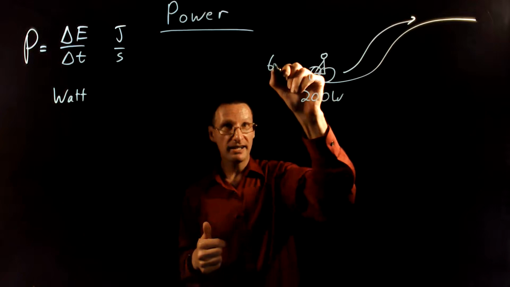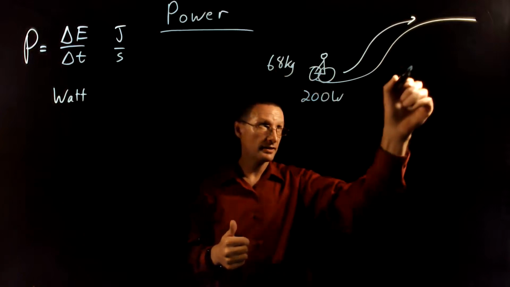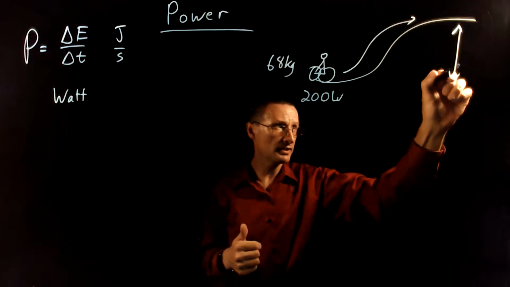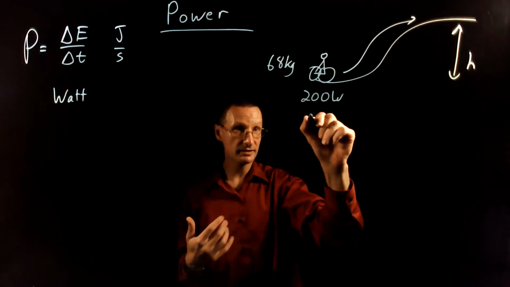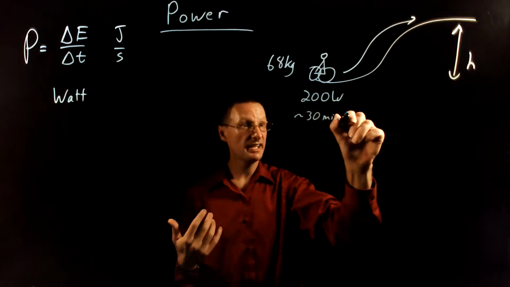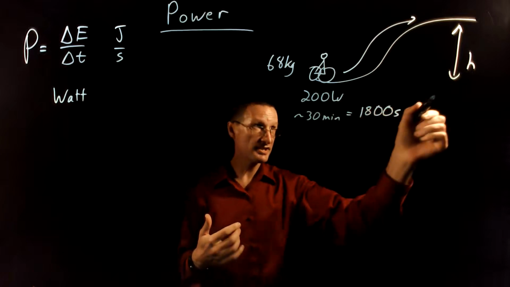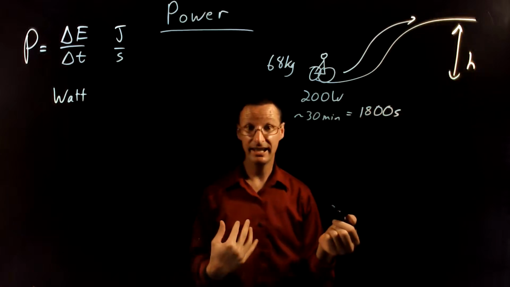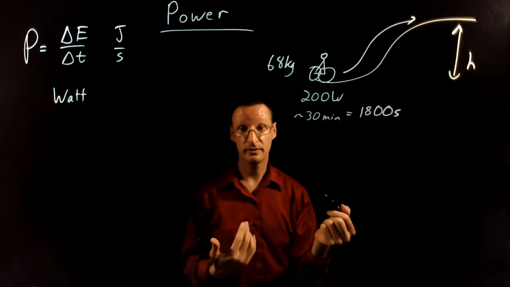Let's say they have a mass of 68 kilograms and they're climbing a hill. And the hill, we don't know how high they've climbed, but we know that they can climb this hill in about 30 minutes, which is 1800 seconds. So the question is, what's the altitude gain that they could incur over that 30-minute time interval?